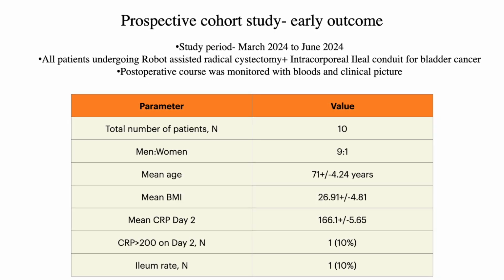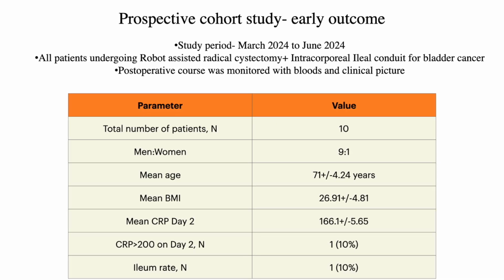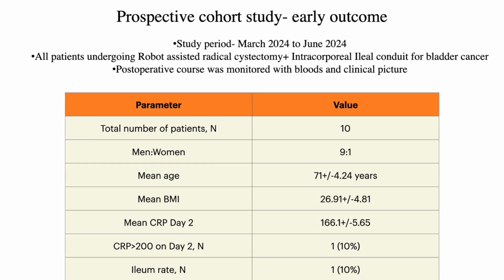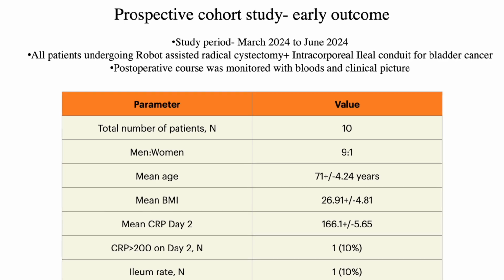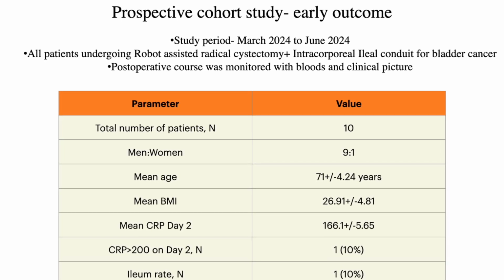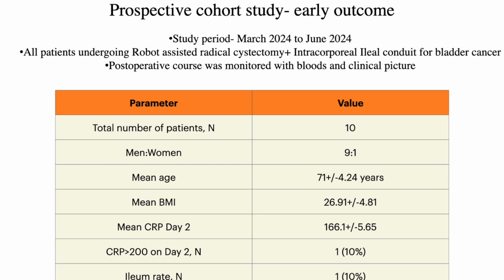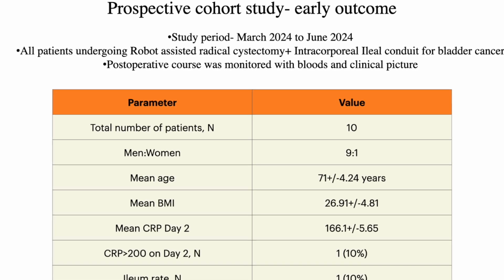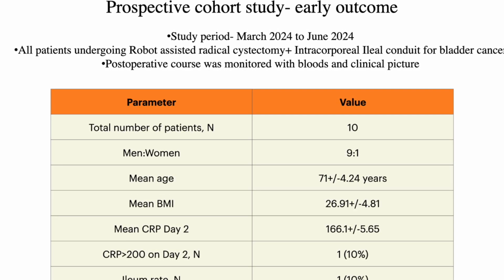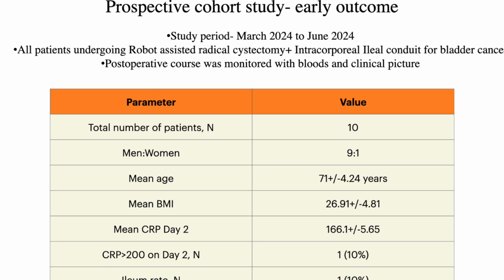The mean age of the patients was 71 years. The mean postoperative day 2 CRP was 166, and only one patient had a CRP of more than 200 on day 2. One patient had an ileus requiring nasogastric tube insertion for 48 hours. This ileus rate was 10%, which is considerably better than previously reported rates.